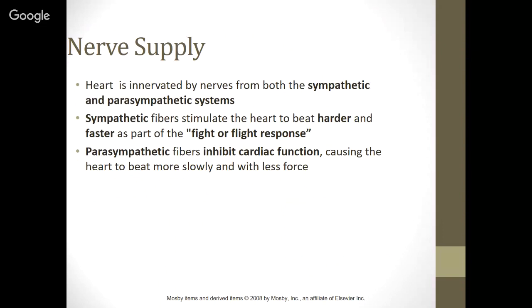So nerve supply to the heart. The heart does have nerve supply. It starts with an SA node just located within the heart, but it also is innervated by nerves of both the sympathetic and parasympathetic nervous systems, which helps to regulate the heartbeat a little bit. Sympathetic fibers stimulate the heart to beat harder and faster because it's part of that fight or flight response, whereas parasympathetic fibers inhibit cardiac function and cause the heart to beat more slowly and with less force, so rest and digest.